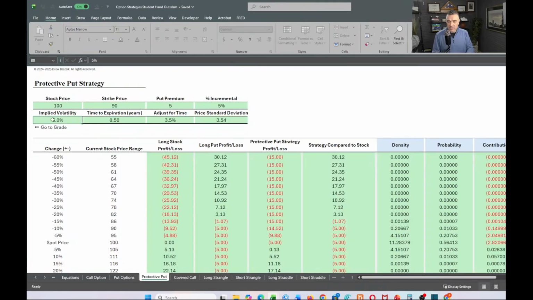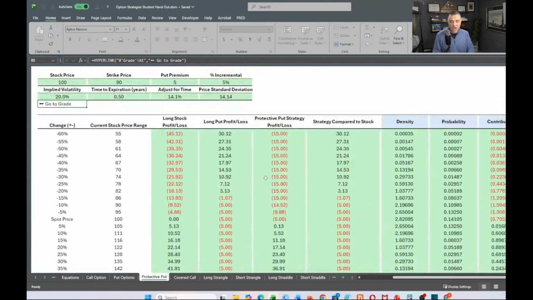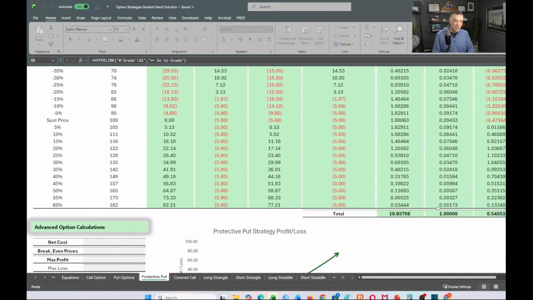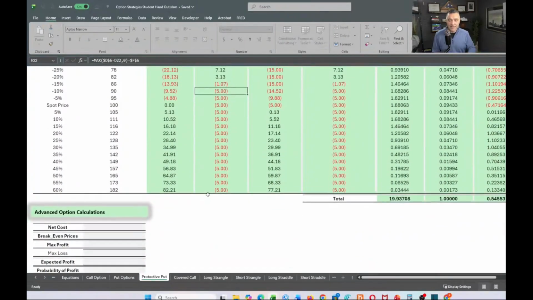Now let's change this. Let's go to 20%. Everything changes. See how the loss goes a little higher. Now let's do a larger one. Let's say 30%. Let's see if we can get a profit in here. Now we're going to make money. And then really, are you expected to make money with the protected put? No. It protects you from downside in a bearish market. All right, I think I've gone far enough here. So that is a completed protective put.